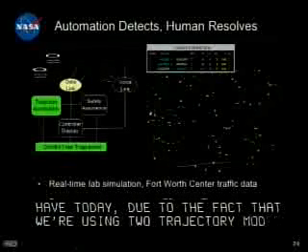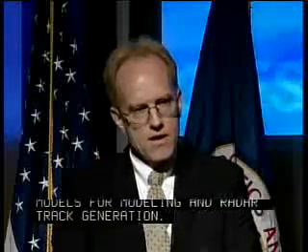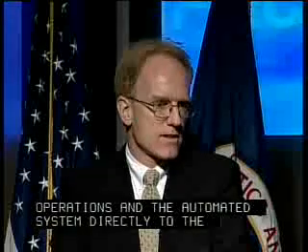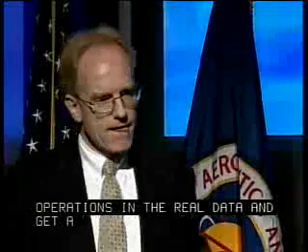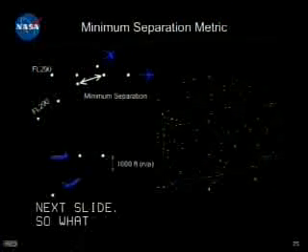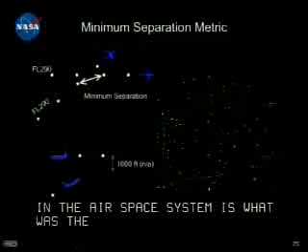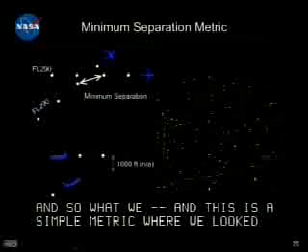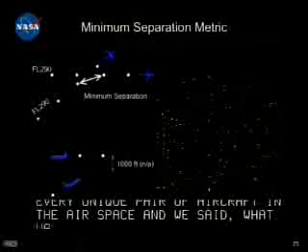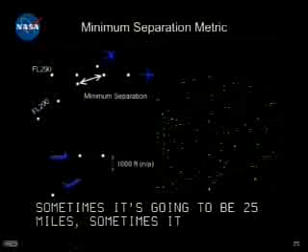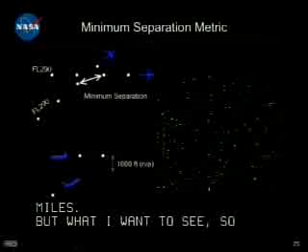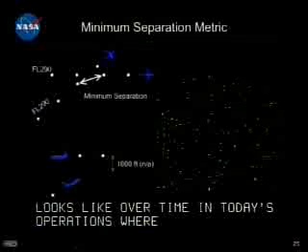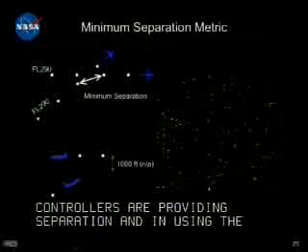So the next thing we needed was an objective metric that I could use to compare today's operations and the automated system directly, using the real data, and get a direct objective comparison. Next slide. What it really comes down to in the airspace system is: what was the minimum separation for every pair of aircraft in the airspace? So this is a simple metric where we looked at every unique pair of aircraft and asked what the minimum separation was. Sometimes it's 25 miles, sometimes 4 miles, sometimes 100 miles. But what I want to see is what that looks like over time in today's operations, where the air traffic controllers are providing separation, and using the automation system, where the automation system is providing separation. Next slide.